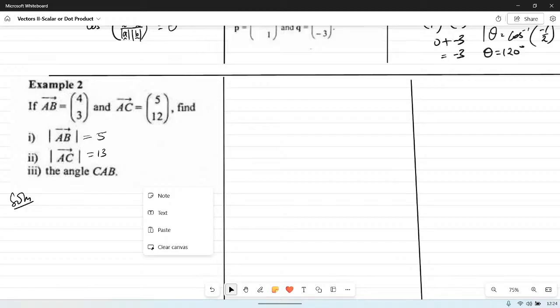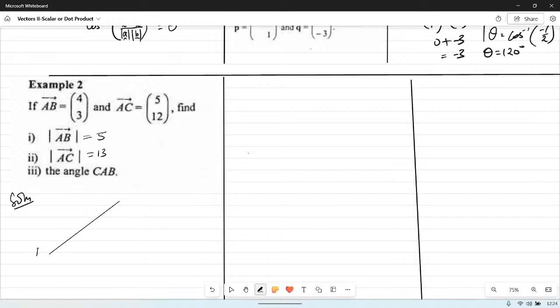Now, before you move on, they say AB and AC. So AB is here, and this is the direction. Are we okay? The common point is A. So A will be the common point, and the angle automatically will come in between here. So this is the angle CAB.